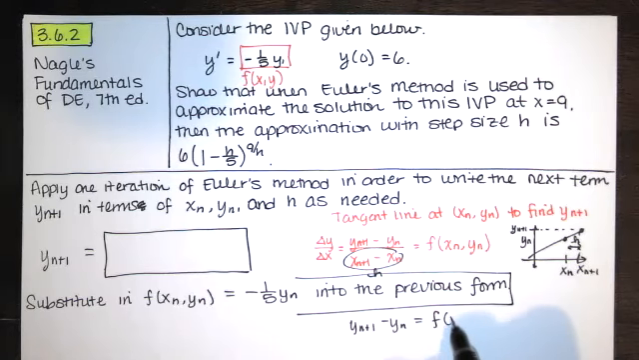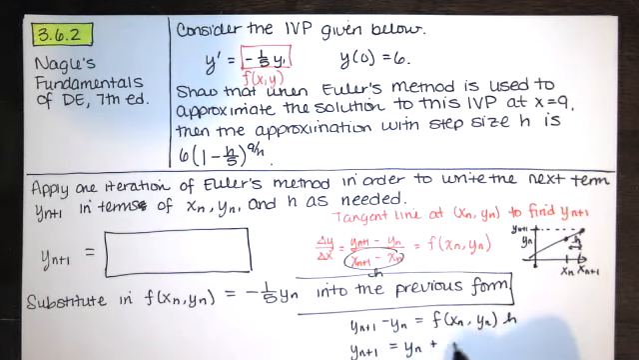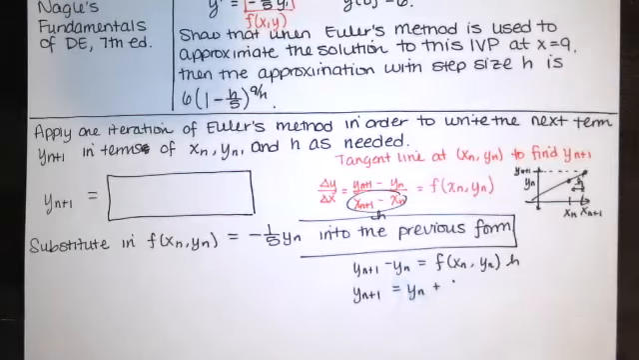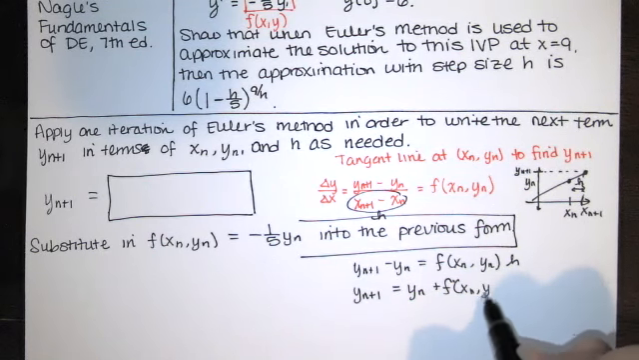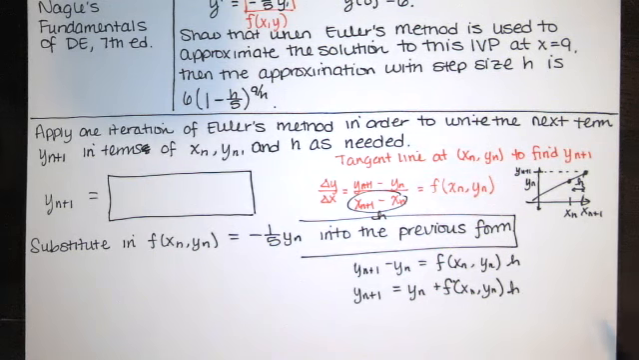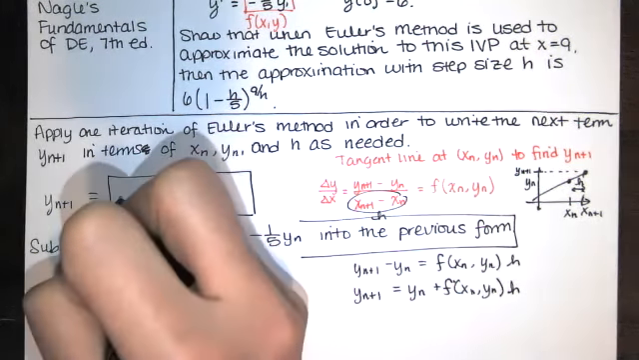If we multiply both sides by h, we get this. And then if we solve for y sub n plus 1, we have that y sub n plus 1 is equal to the original y value, or the y value at the last location, plus the slope at that last location times the step size. So that's what goes in over here. That's what they're asking for.